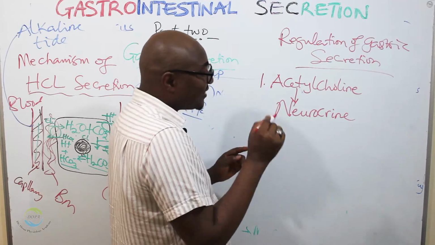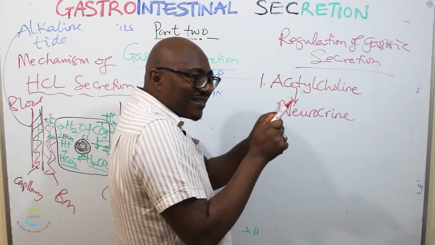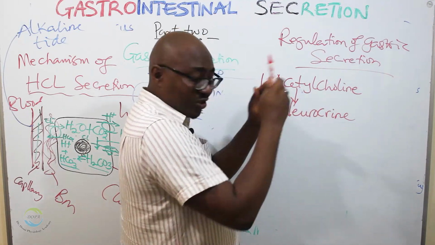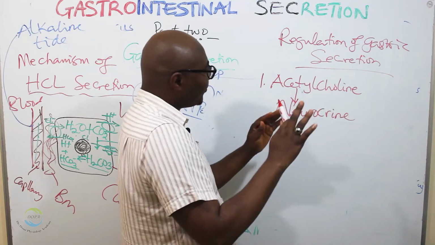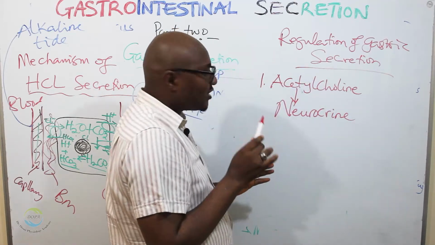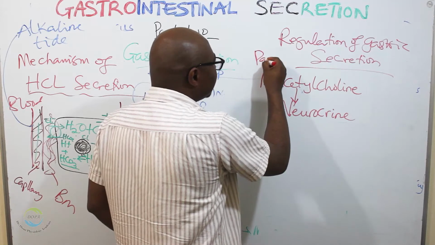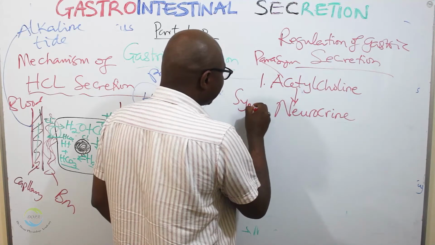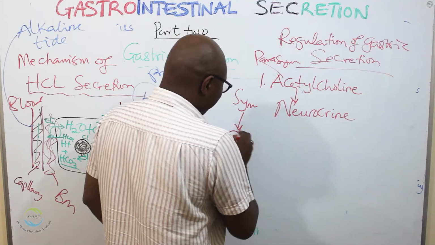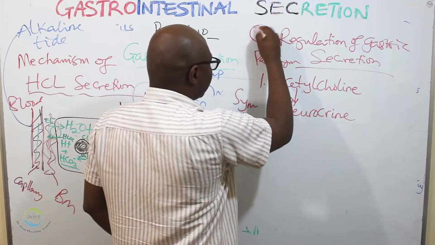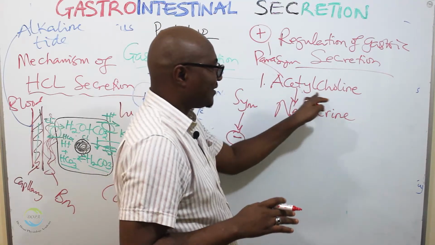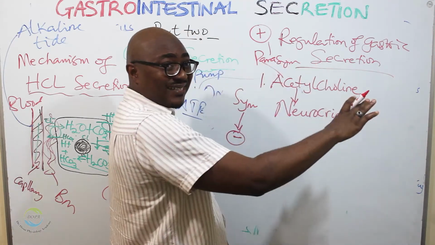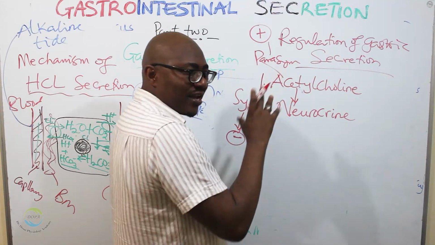Okay, just to digress a little, in the salivary secretion, both the sympathetic and the parasympathetic promote salivary secretion, but parasympathetic predominates. But in gastric secretion, parasympathetic promotes, sympathetic inhibits. It promotes the secretion through a neurocrine mechanism, acetylcholine. Okay? So it stimulates the parietal cells to produce acid.